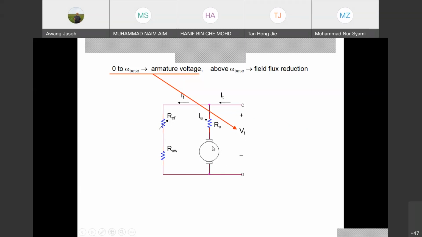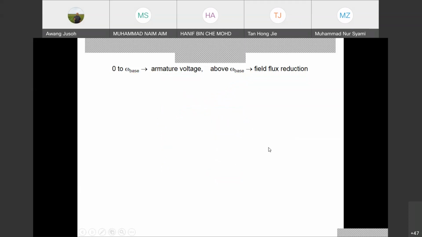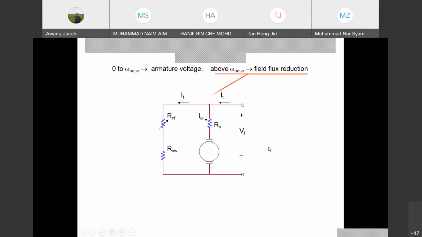So if you want to get higher speed, what do you have to do? Control RCF. RCF controls IF, so you need to reduce IF further. By increasing the RCF, the higher the RCF, the lower the IF, the higher the speed. Understand? So first, use the control terminal voltage, V terminal, from 0 to rated voltage. Then we get speed from 0 to base speed. And after that, we have to control RCF, control flux.